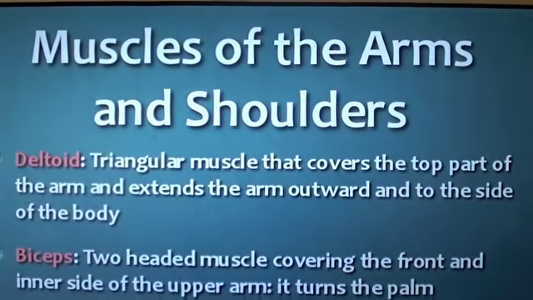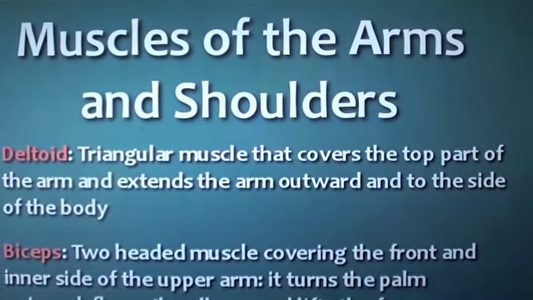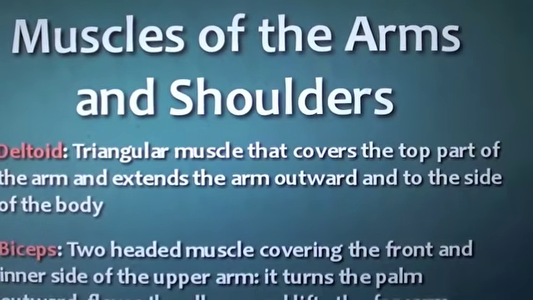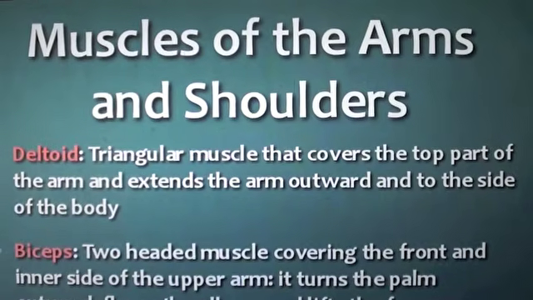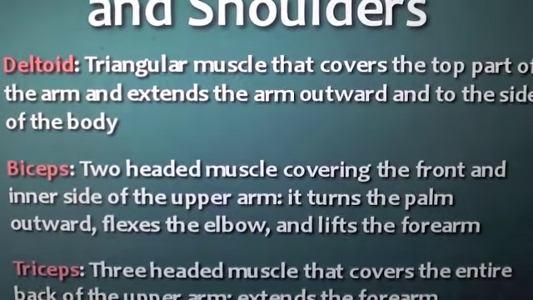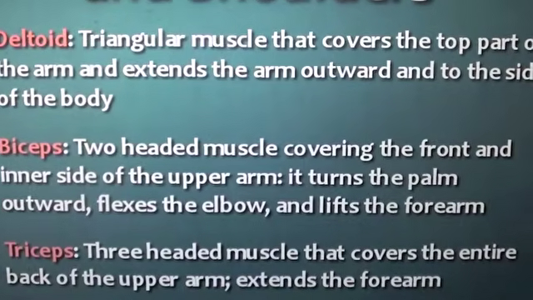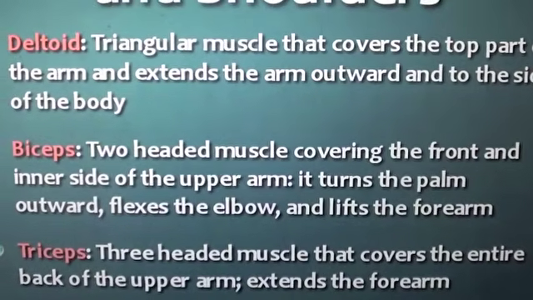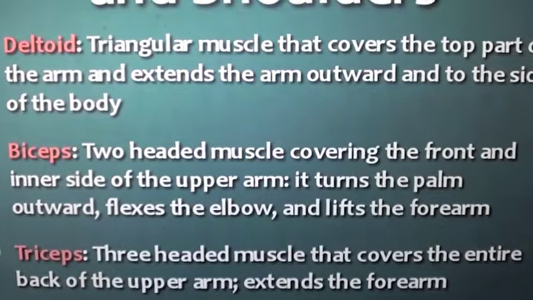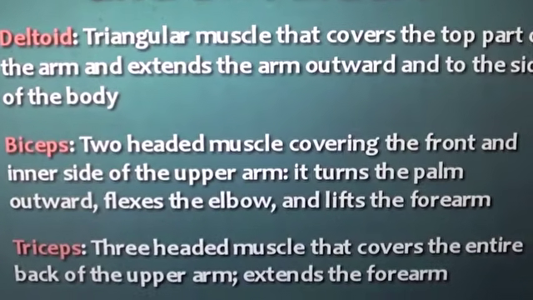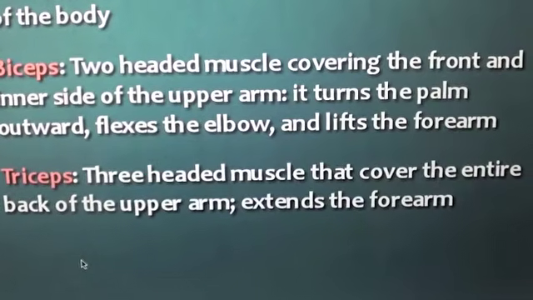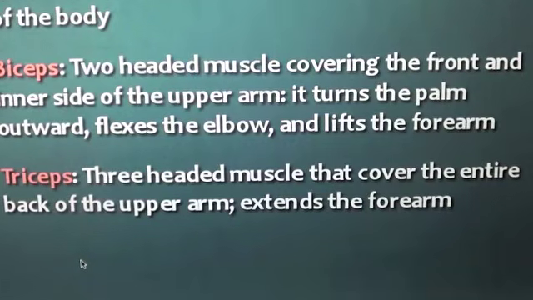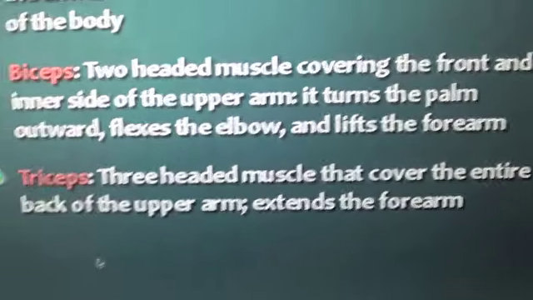Muscles of the arms and shoulders. Deltoid, triangular muscle that covers the top part of the arm and extends the arm outward and to the side of the body. Biceps, two-headed muscle covering the front and inner side of the upper arm. It turns the palm outward, flexes the elbow, and lifts the forearm. Triceps, three-headed muscle that covers the entire back of the upper arm, extends the forearm.